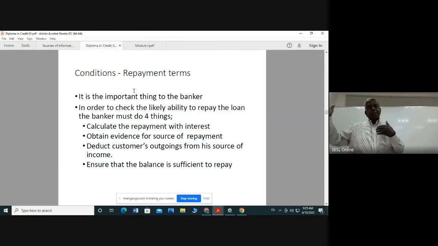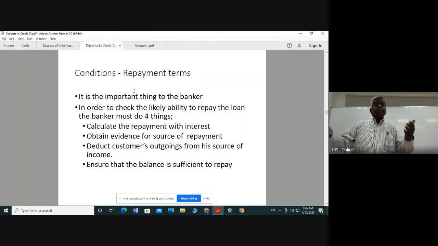But in the case of other business loans, you will do various other calculations, like the debt service cover ratio. You will learn that in your financial module. So here, in the case of consumer credit facilities, calculate the repayment with the interest, how much monthly installment the customer has to pay, and obtain evidence for the source of repayment.